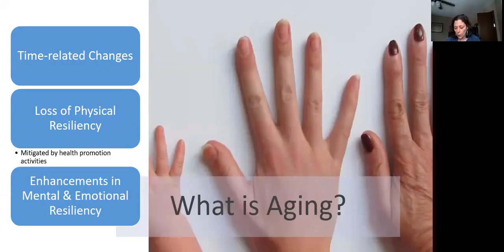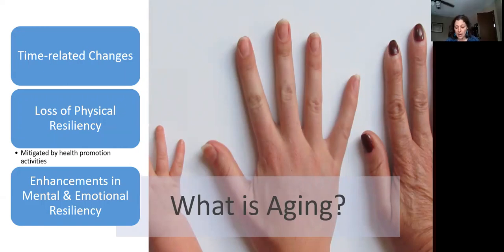So here are the things that we do know about aging. Aging refers to changes that happen to our bodies, to human bodies, because of the passage of time itself. So examples are gray hair, wrinkles, changes in reaction time. Aging is a combination of a loss of physical resiliency and enhancements in things like mental and emotional resiliency.